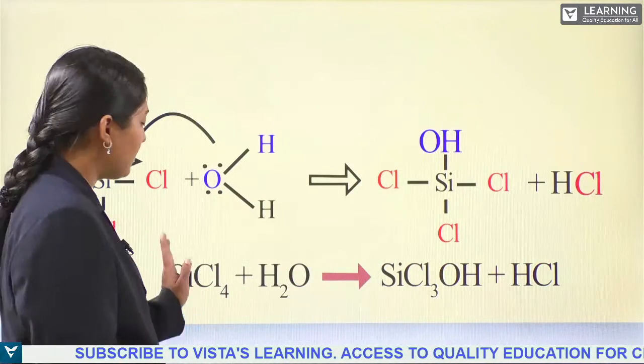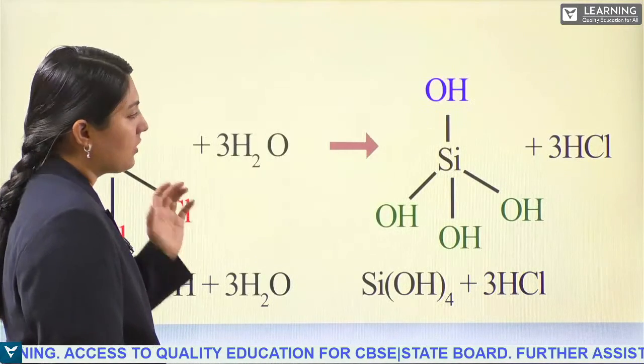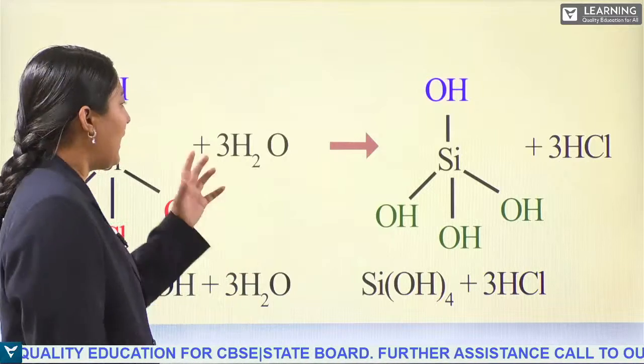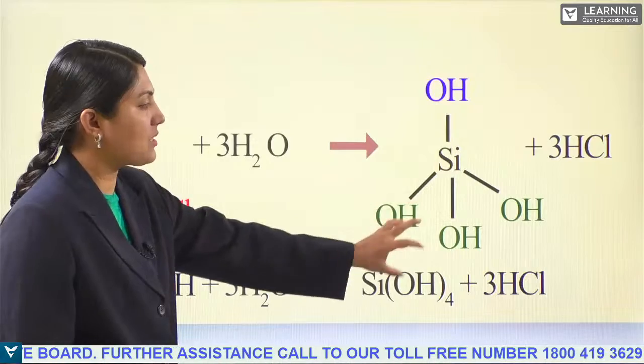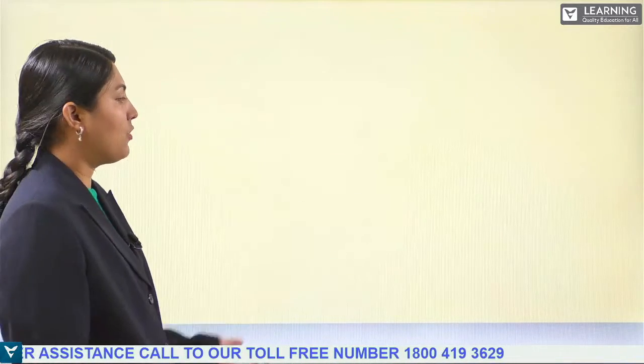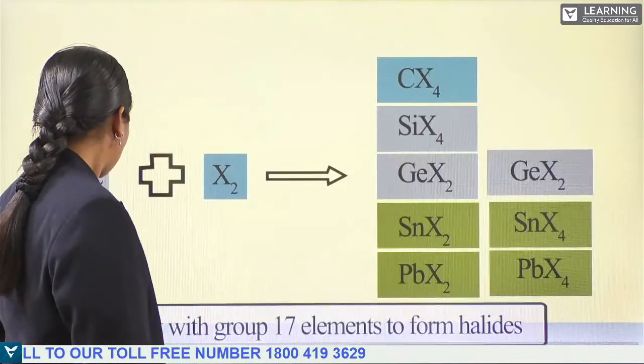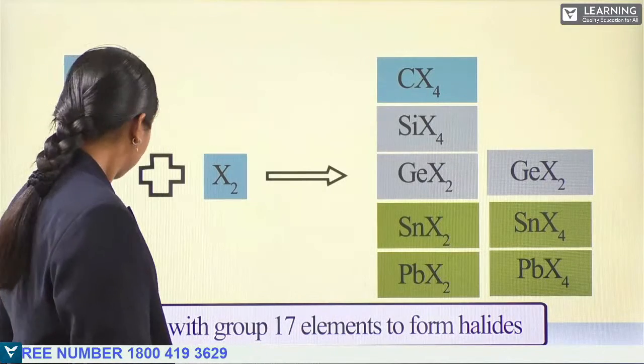This is the reaction that takes place. Silicon tetrachloride with water gives you silicon hydroxide, and if you add 3 more molecules of water, they will replace all the chlorine atoms with OH.